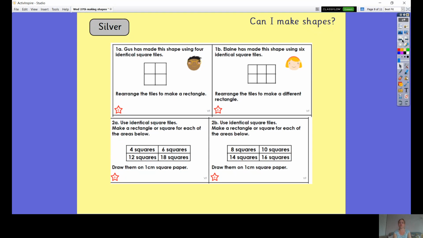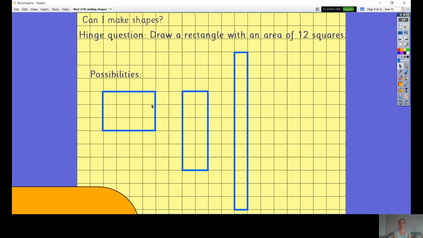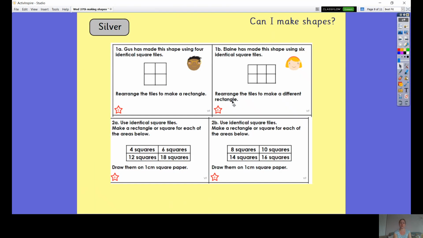And I'm just going to refer you back for those two to these. Look at those 3 possibilities. There's a long, thin one. It's 2 wide and 6 long, or 3 times 4. So there's different ways of doing it. So you need to do a similar thing for these.